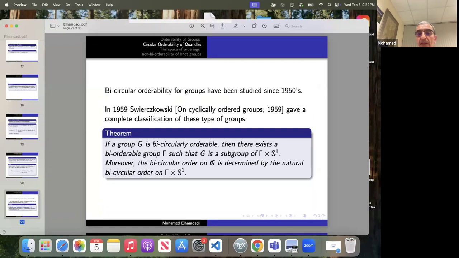Bicircular orderability of groups has been studied since the 1950s. Precisely in 1959, Sverkovsky, in his paper titled On Cyclically Ordered Groups, gave a complete characterization of this type of groups. His theorem states that if G is bicircularly orderable, then there exists a bi-orderable group Gamma such that G is a subgroup of Gamma cross the circle group S1. Moreover, the bicircular order on G is determined by the natural bicircular order on Gamma cross S1.